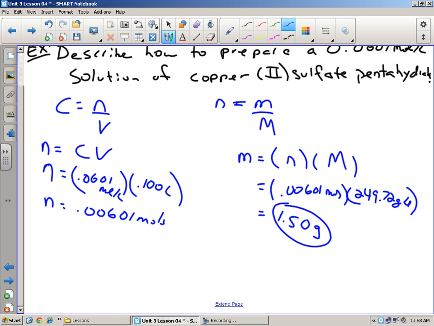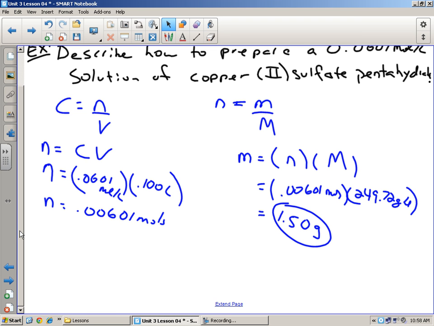So, what is that going to look like when we actually go to do this? And yes, you could write down 4 steps based on this, and on a quiz, that's what you're going to have to do. 1. Weigh out 1.50 grams of copper 2 sulfate pentahydrate. 2. Dissolve it in a 100 milliliter volumetric flask. 3. Fill to the calibration line. 4. Mix well. What does that actually look like here?